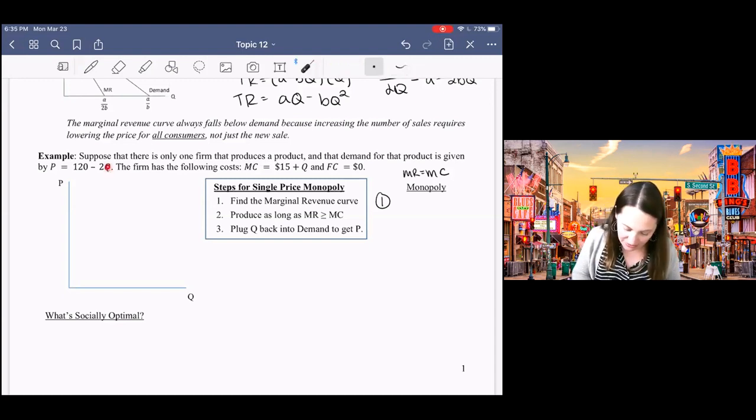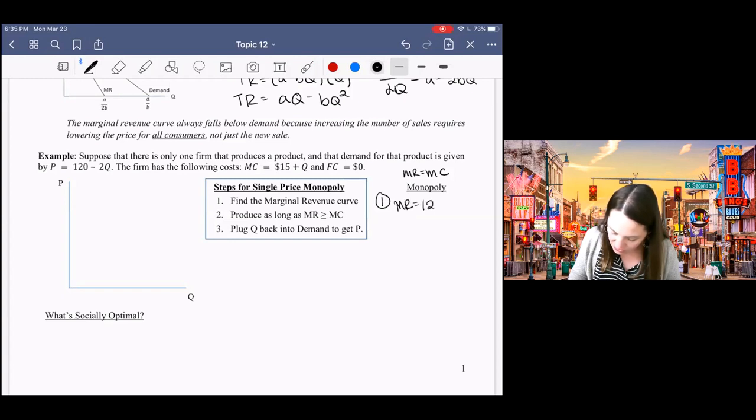Remember, we're just going to take our demand equation and multiply the slope by 2. The slope of the line is the number next to the Q. So in this case, that's -2. We're going to multiply that by 2, so we get, well, it's not really P, it's marginal revenue equals 120 minus 4Q. It's not so bad. Now we've got our marginal revenue curve.